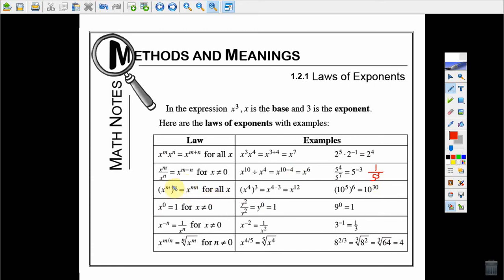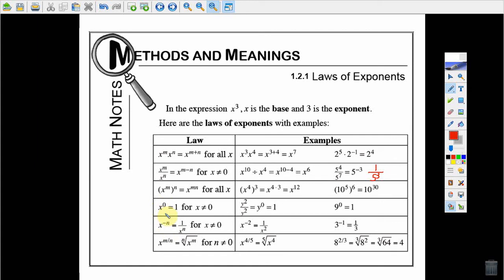Alright, when we have an expression with an exponent raised to another power, so power to a power, we are going to multiply. So x to the m raised to the n power is just going to be m times n. It can be useful to think about the parentheses here meaning multiplication, although that's just a little visual shortcut. So x to the fourth raised to the third power is going to be 4 times 3, or x to the 12th. 10 to the 5th raised to the 6th power is the same thing as 10 to the 30th power.